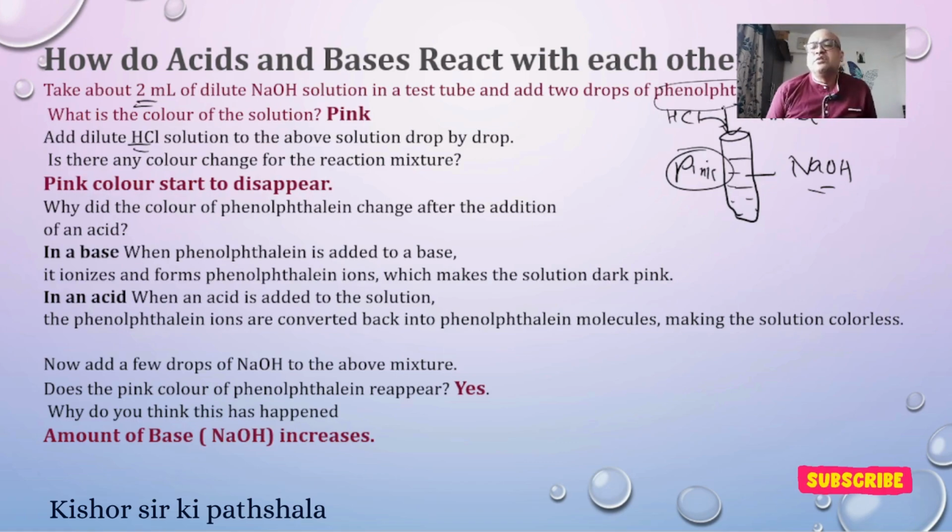So phenolphthalein molecules are what? They are colorless. Phenolphthalein ions are what? They are pink in color, right? So now what we see is that the pink color starts to disappear.